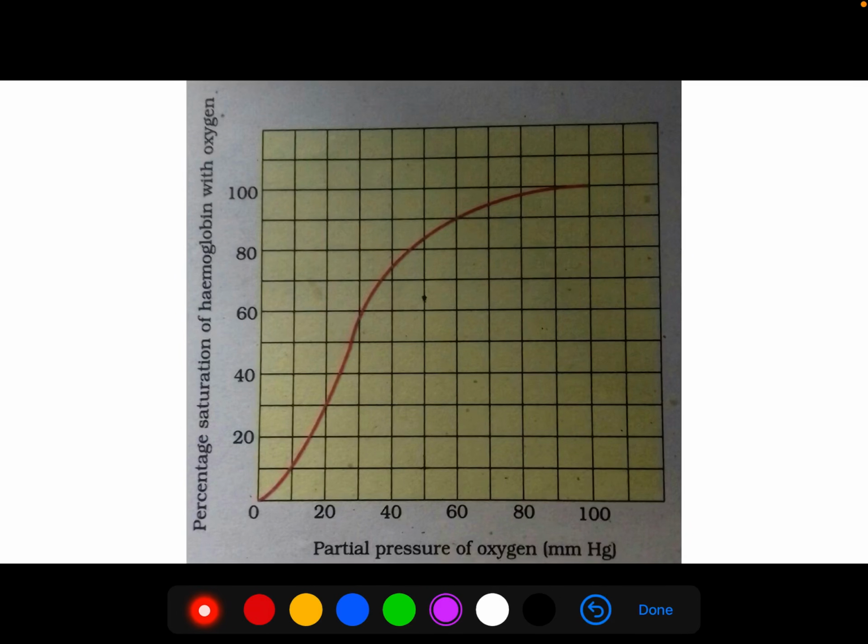Hi guys, so today I shall be talking about the oxygen hemoglobin dissociation curve, and here is the graphical representation of the same. You can see on the y-axis it is saying percentage saturation of hemoglobin with oxygen, and on the x-axis it is saying partial pressure of oxygen, obviously in the arteries. And here is the curve, which is called a sigmoid curve or S curve.